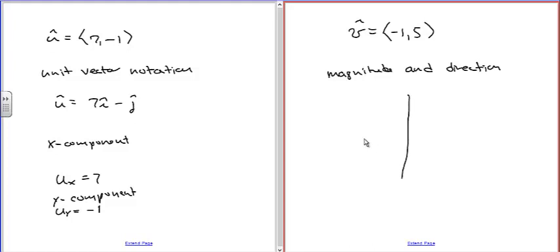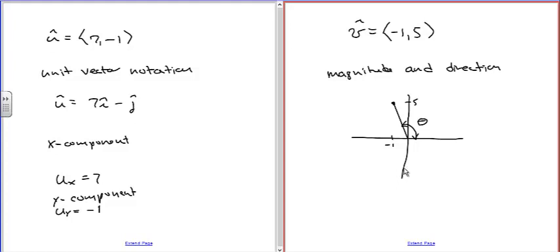So I could plot this point, negative 1, 5, right? So negative 1 in the x direction. And this vector is represented by a line with an arrow from the origin to that point. And the angle that it makes is this one. So this is theta, the angle. So the question is, how do you figure out what that angle is?